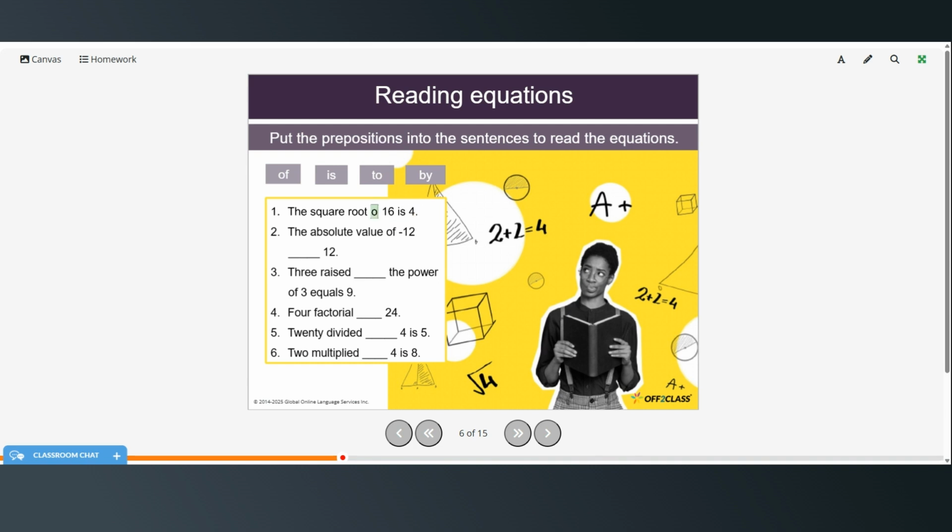So the square root of 16 is 4. The absolute value of negative 12 is 12. 3 raised to the power of 3 equals 9. 4 factorial is 24. 20 divided by 4 is 5. And 2 multiplied by 4 is 8.